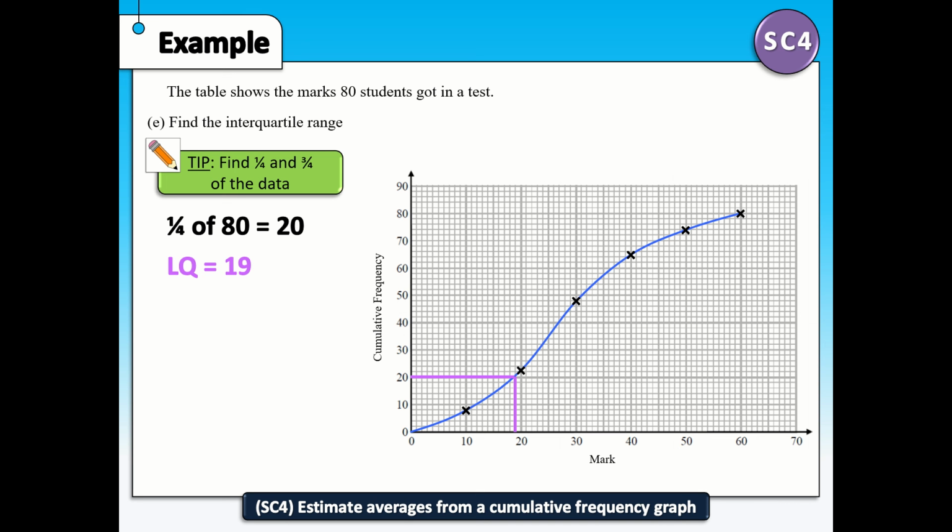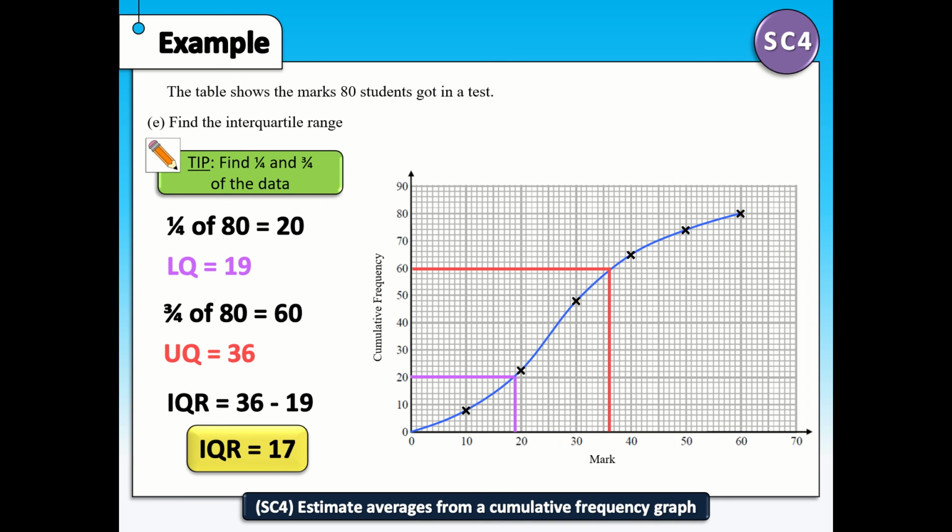Then we find the upper quartile. So we want 3/4 of the data. Now there's 80 students, so 3/4 of 80 is 60. So we go across from 60 till we hit the curve, and then we go down. And that's 36. So the interquartile range will be the upper quartile take away the lower quartile. So 36 take away 19. So the interquartile range is 17.